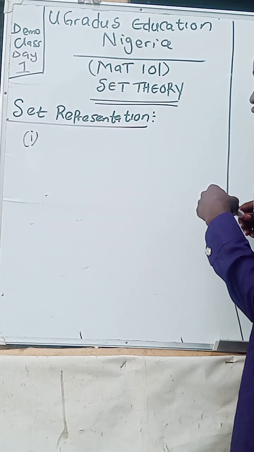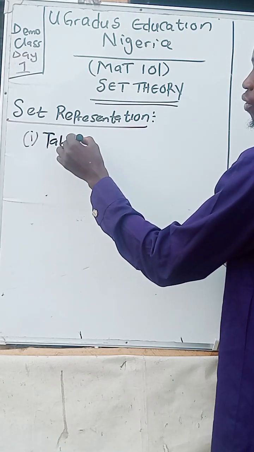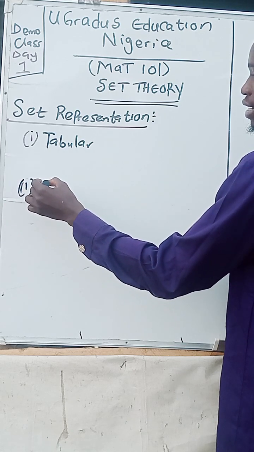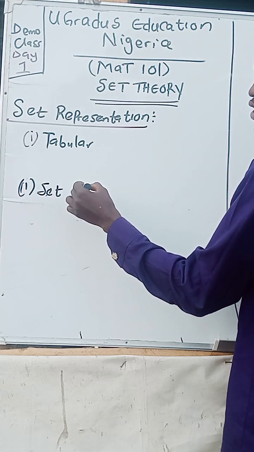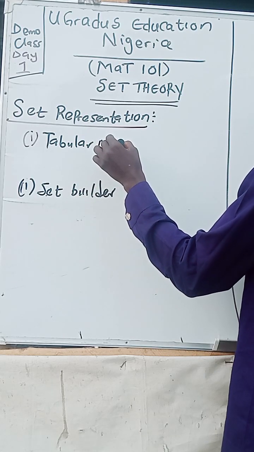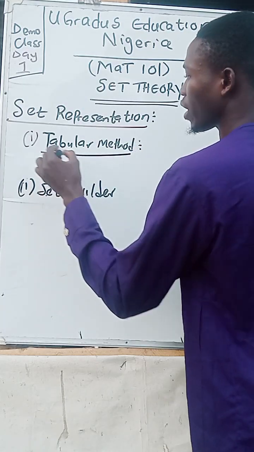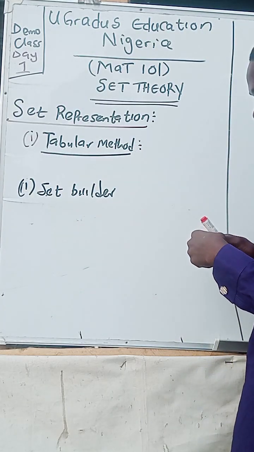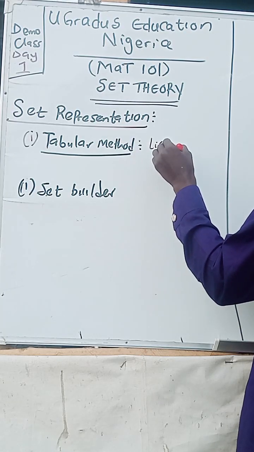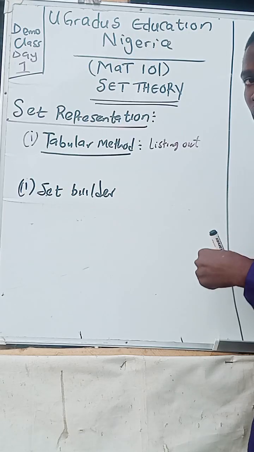The first way is known as the tabular method, while the second way of representing a set is known as the set builder. Just as the name implies, the tabular method is actually not in the form of a table per se, but because it involves listing out the elements of the set. This is the most common way you are going to see a question on set.